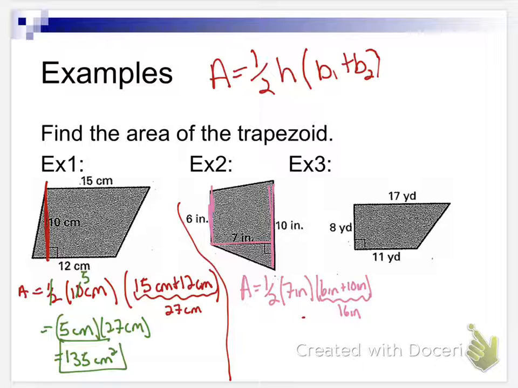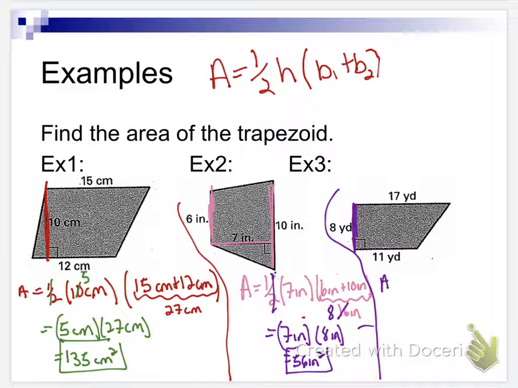We see that 8 goes in our 7. Nope, let's try it again. 1/2 goes into 16 8 times. So you end up with 7 inches times 8 inches. And 7 times 8 is 56 inches squared. And then we're on to our last one here. You notice the height now is occurring right here.